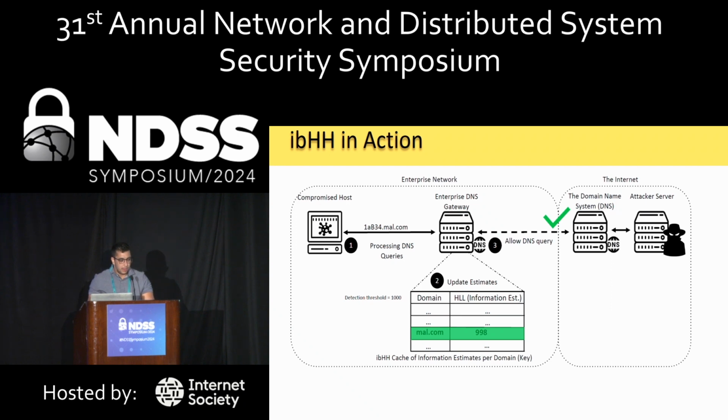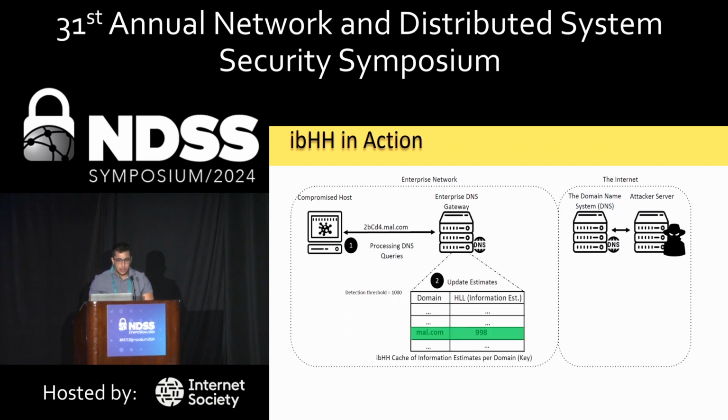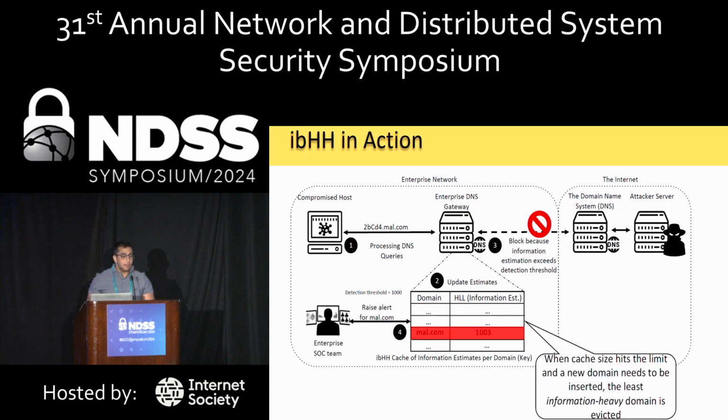And in this case, you can see that the detection threshold is set to 1,000, so it's allowed because it's less than that. And now a new DNS query gets to the DNS gateway. We're once again adding it to the HyperLogLog instance. And now, because we're exceeding this threshold, we're blocking the query. And we can raise an alert to the SOC team.